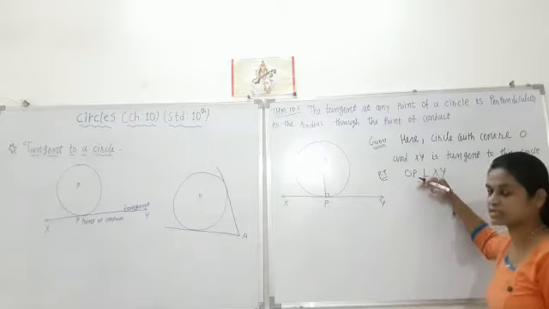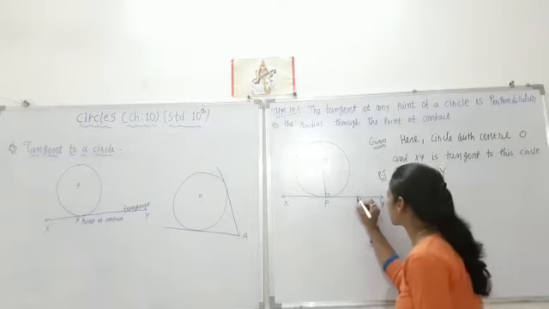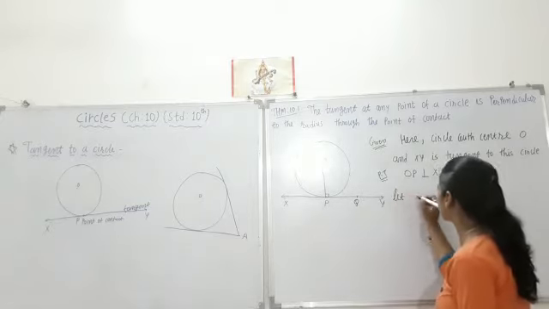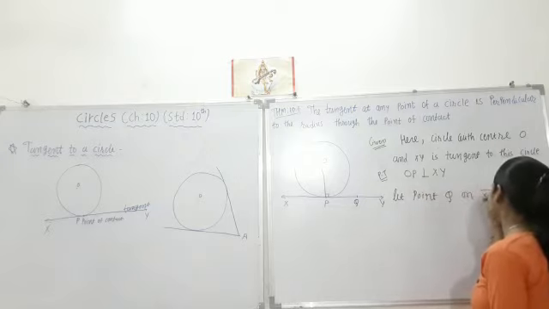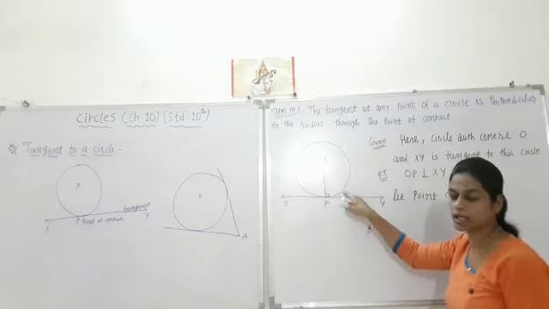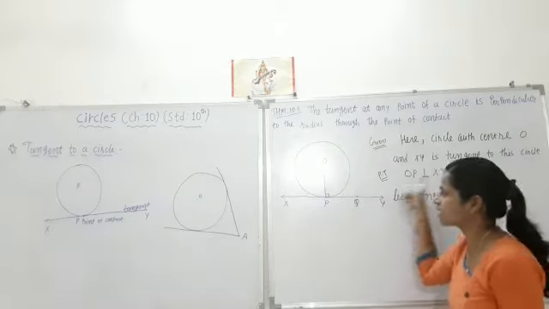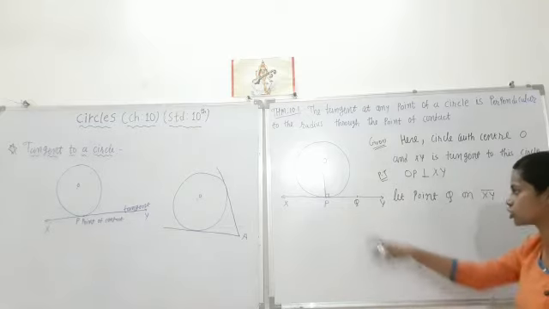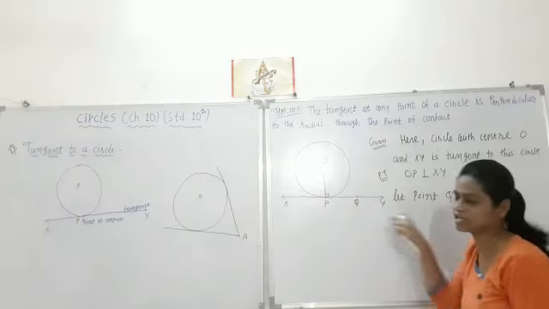For proving this, I take one point on this tangent. Suppose I take this Q here. Let point Q be on tangent XY. We can't take this Q on the circle, because if we take Q there, then this XY becomes a secant, not a tangent, and we should take point Q on this tangent. That's why the possibilities are here, here, here, here, anyway.